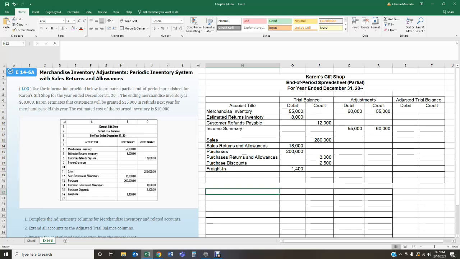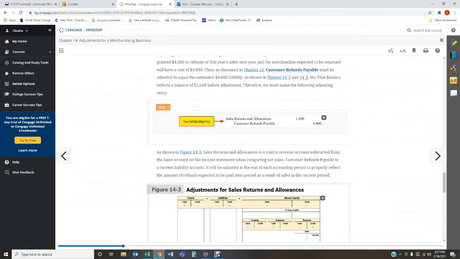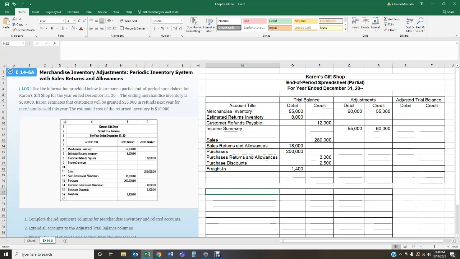Currently in our customer refunds payable account, we only have $12,000. According to this, Karen estimates that the customers will be granted $15,000 in refunds next year. So we're short. Right now we only have $12,000 sitting in our refunds payable account. We need to take that up to $15,000. So what does it say we should do? We're going to debit sales returns and allowances, and we're going to credit customer refunds payable. So customer refunds payable is going to get credited for those $3,000.